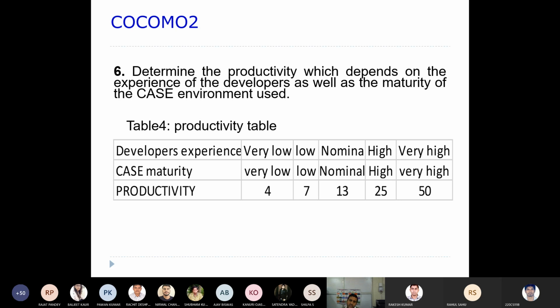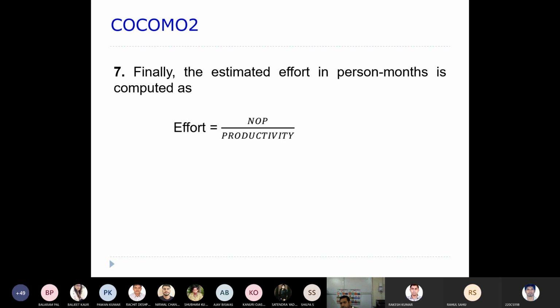So nominal is 13. If it is low, then you get 7. Very low, then you have 4. This way the productivity can also be calculated. So if these productivities are there, then finally you need to estimate the effort in person months.